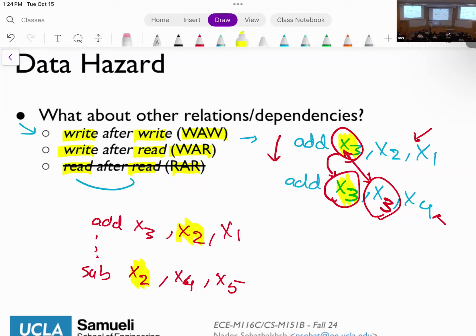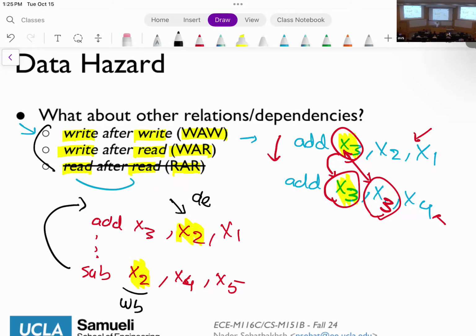Anyone? Yeah. Should or shouldn't? Shouldn't be, right? Because here you're reading this, and this happens at the decode stage, but this happens at the write back stage. So it's way, way after that you're reading things. So again, as long as you're not reordering this, if I put this before the add, then this would have been a problem. But as long as I'm completing instructions in order, which is what we have learned so far, I'm not going to have any of these issues. So none of these three are actually a problem. The only problem is read after write, which is good news.